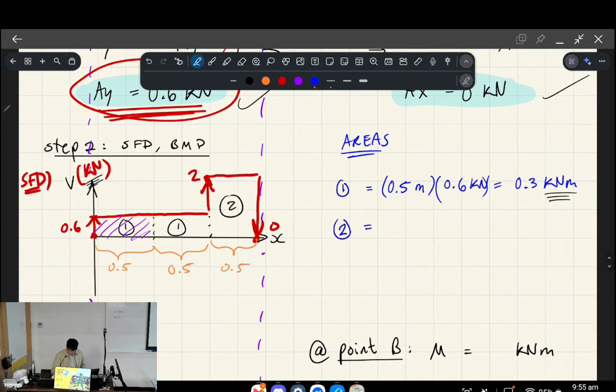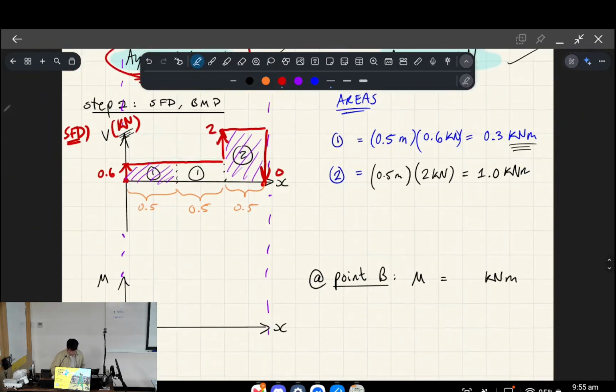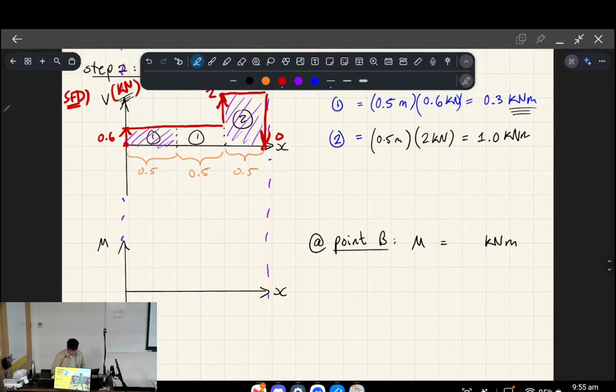Okay, so we've calculated box 1, we don't need to do it again. What we're going to do is calculate box 2. So box 2 is a base of 0.5 meters and a height of 2 kilonewtons this time. So that's going to give us 1 kilonewton meter. Lovely. So that is our two areas, and I'm going to tell you how it works when we graph the moment diagram now.